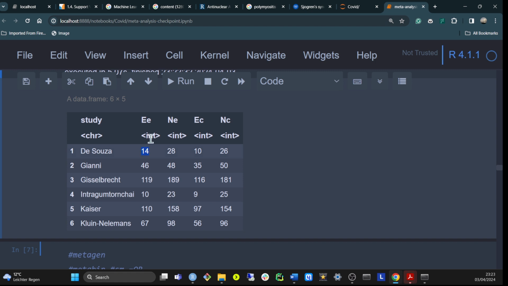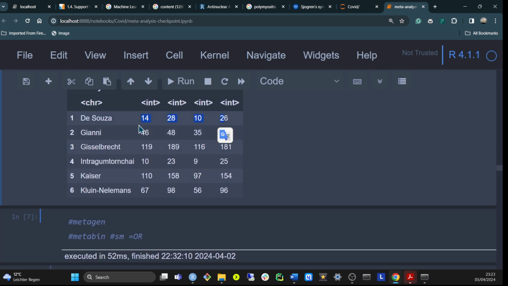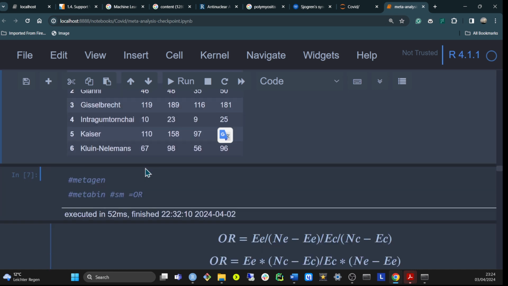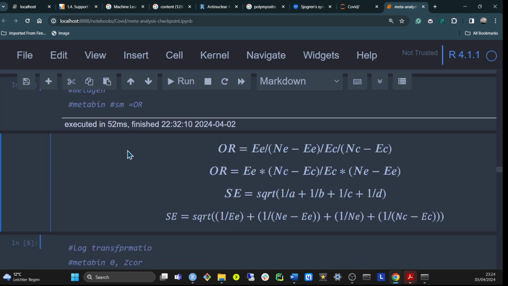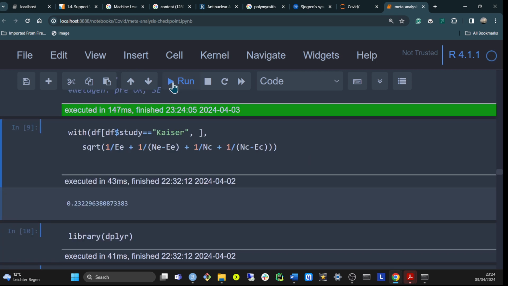That means the number of events, the total number of people in the exposed group minus the total number of cases among the exposed group. So you get the negative, but exposed. So that's how we get the structure of the data. This is how our data looks, and here we have some values. So this is how the odds ratio is calculated.